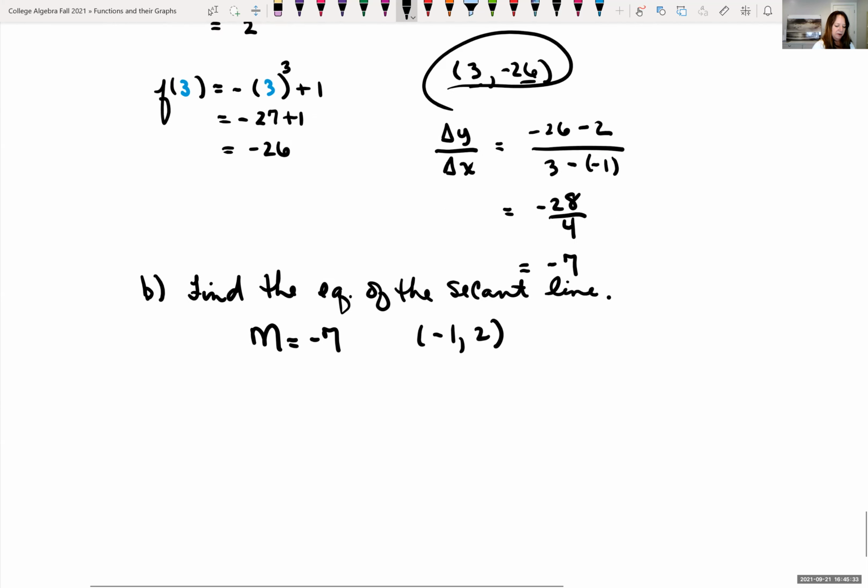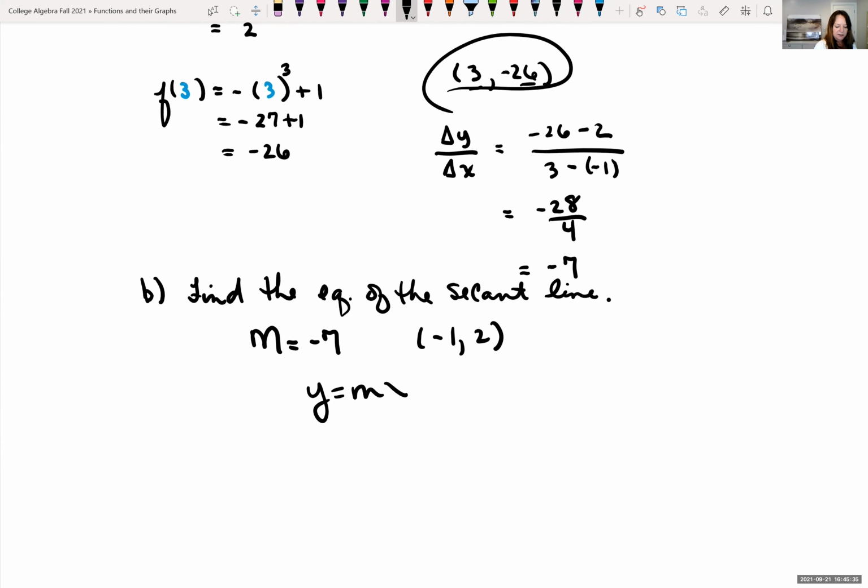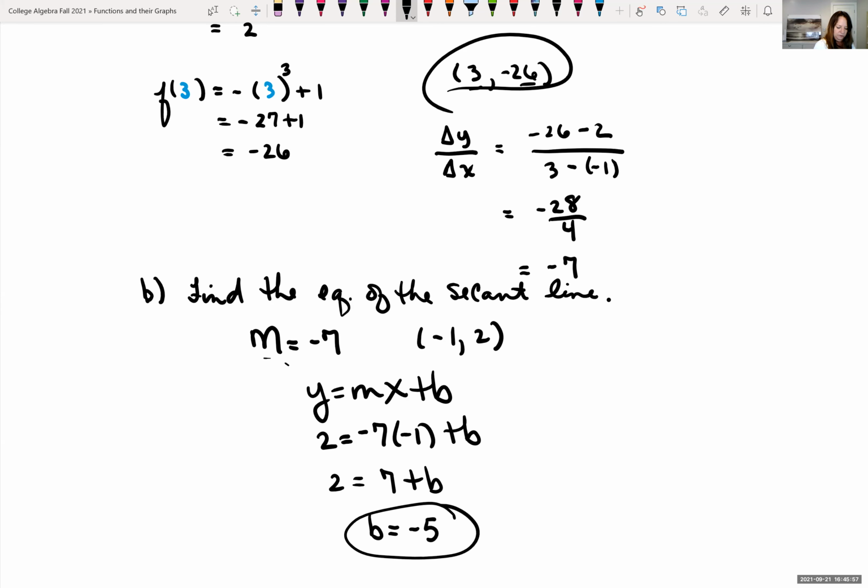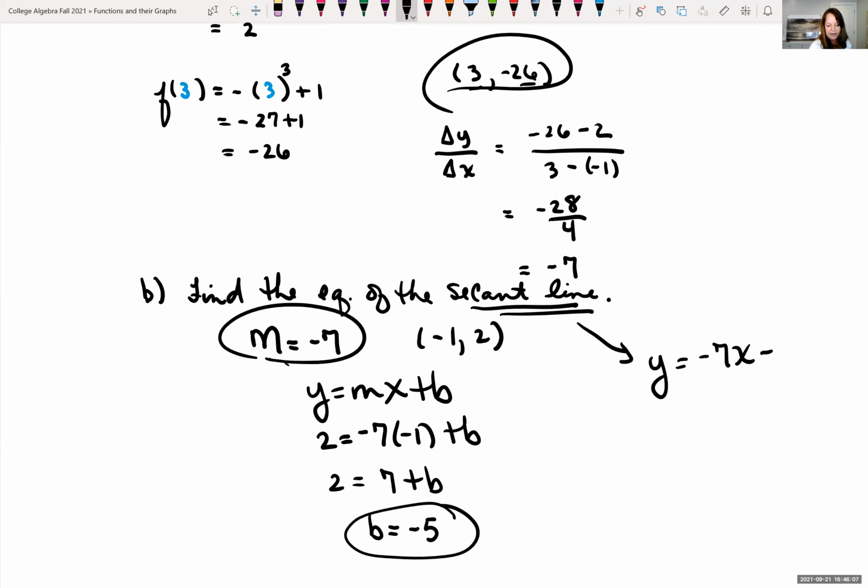So we were plugging things into y equals mx plus b, solving for b, and then rewriting our equation. So if I have y as 2 equals my slope negative 7 times x is negative 1 plus b. So 2 equals 7 plus b. Let's subtract 7 on both sides. So b is negative 5. So the equation of the secant line, it's y equals our slope, negative 7 times x plus b, so minus 5.